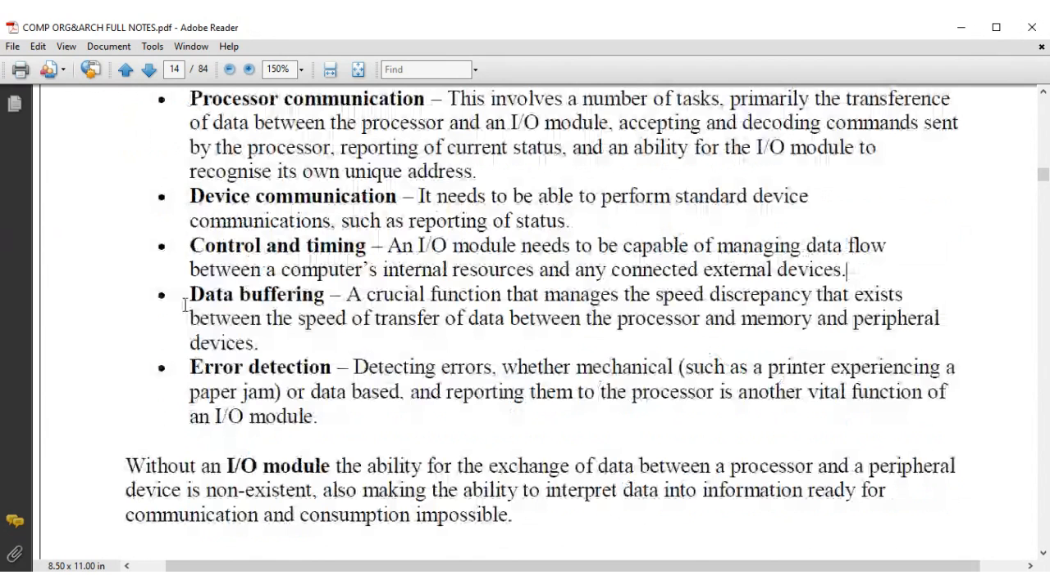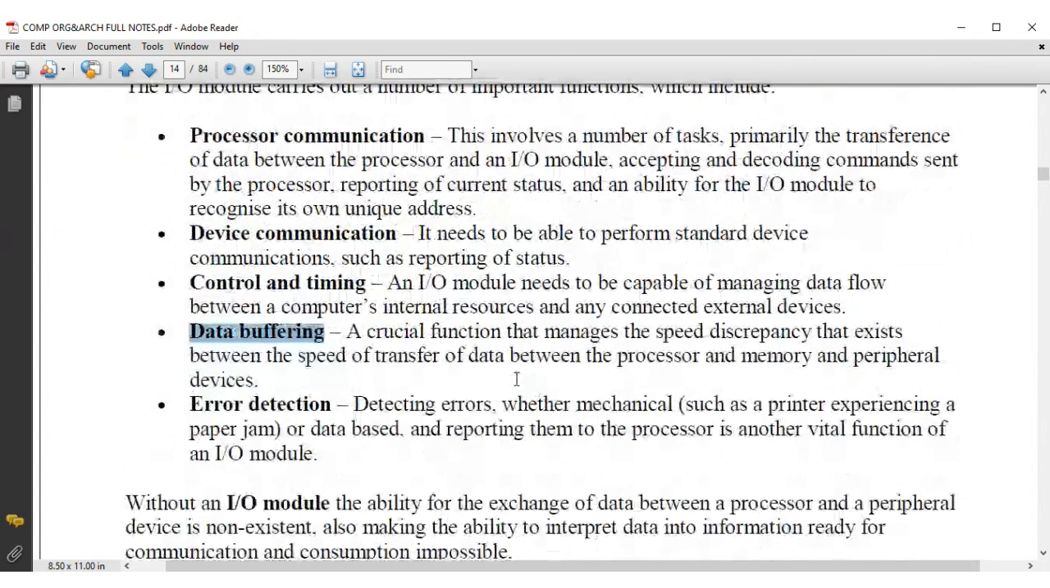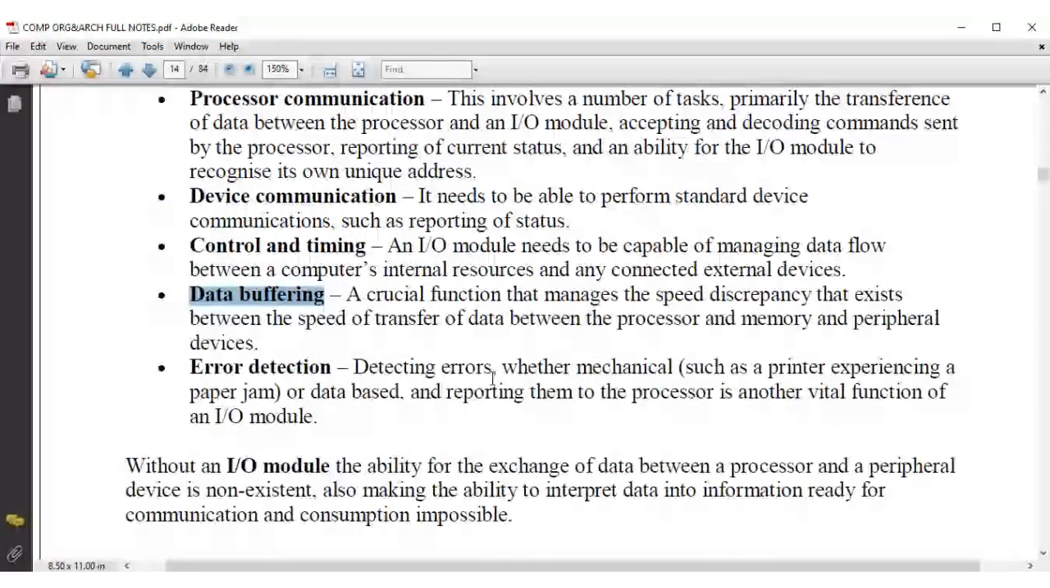Then there is this concept called buffering, and this is a very, very important function of an I/O module. Now, we are going to go into something called memory hierarchy. We are going to go there, but just for an introduction, there are three kinds of special memory: buffers, registers, and cache memory.